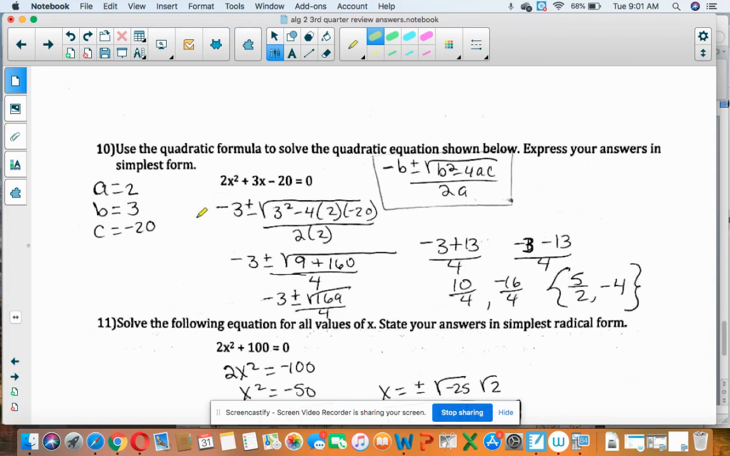Number 10, we're using the quadratic formula. So here's my quadratic formula. I need to know a, b, and c. A is the number next to the x squared. B is 3, it's the number next to the x. And c is the number by itself.